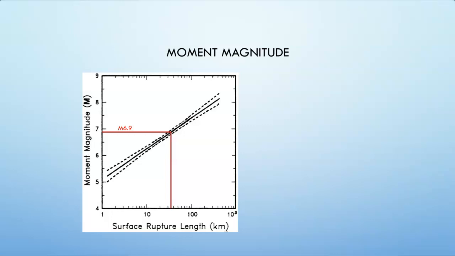Whenever you use a graph to find an answer, you better believe that there is a corresponding equation, and here it is. If you take the log of the surface rupture length, multiply it by 1.6, and then add to it 5.08, you will get the magnitude of the earthquake. Voila!